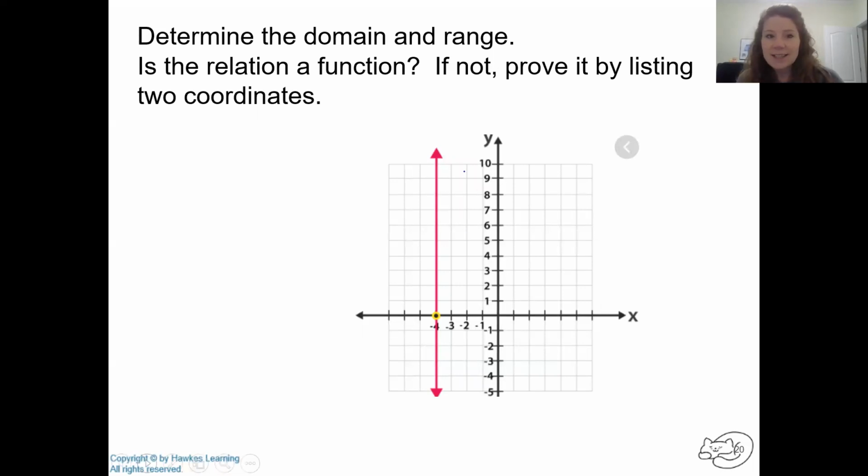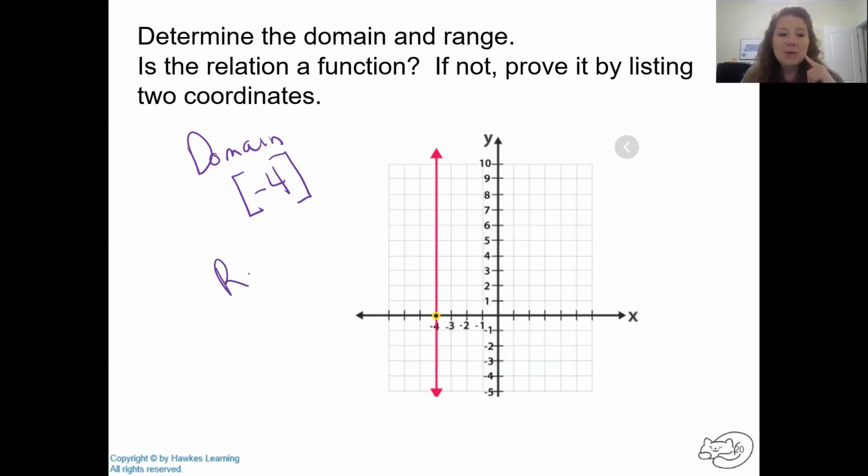Just sketch this. So first of all, the domain and range. So the domain, the only domain is what? You guys tell me. Only -4, right? Only -4 is our x value. And then our range would go down and up forever because of our arrows. It'd be negative infinity to positive infinity. And then it says, is it a function? No, it's not a function.